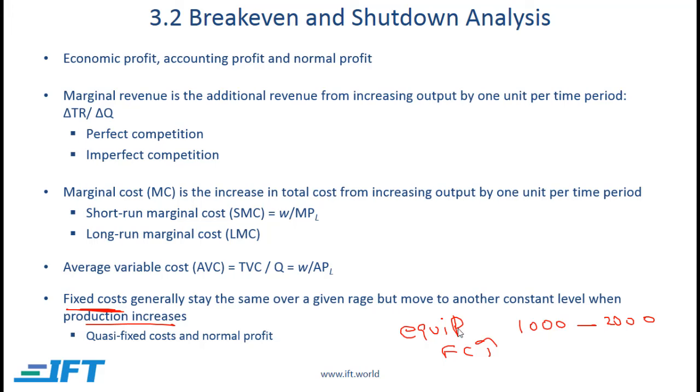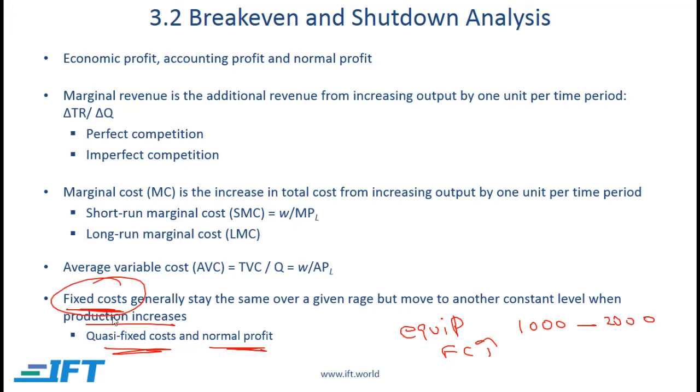So a question comes up, is this really a fixed cost? Because the cost is changing when our production increases beyond 2,000. And economists refer to this cost as a quasi-fixed cost, and these quasi-fixed costs are also generally categorized under fixed costs. So even though our equipment might increase, it is a quasi-fixed cost which is categorized under fixed costs.